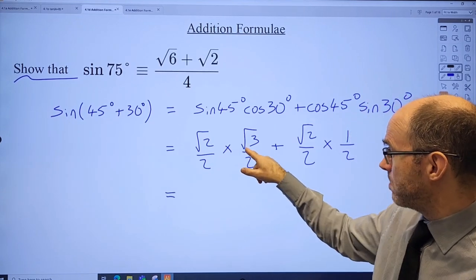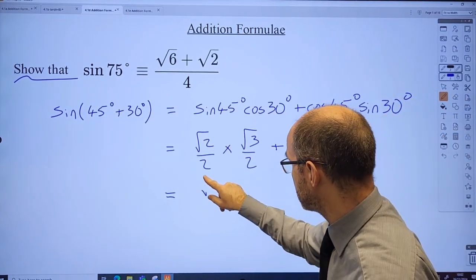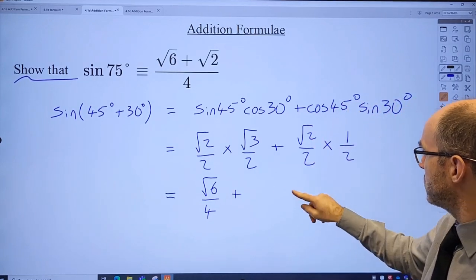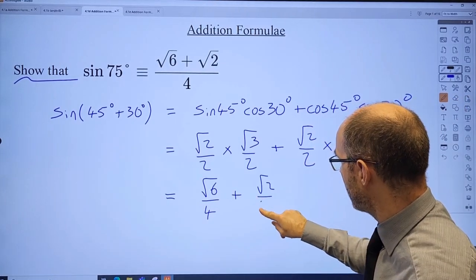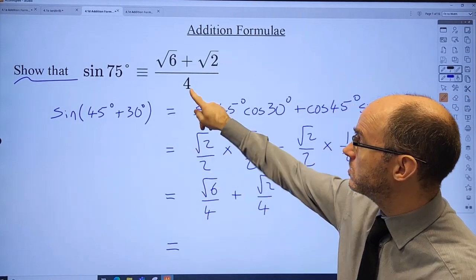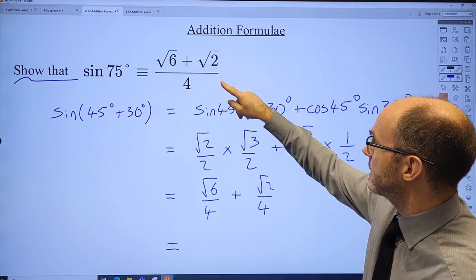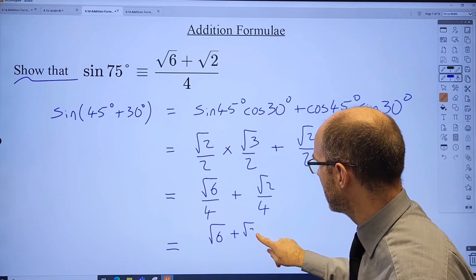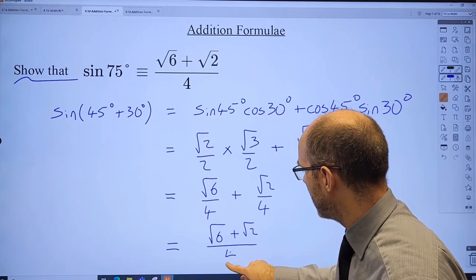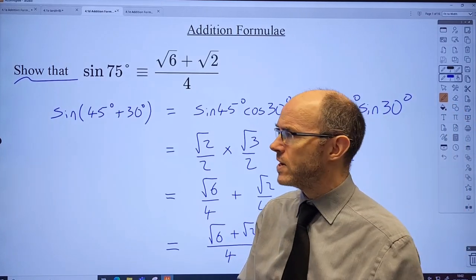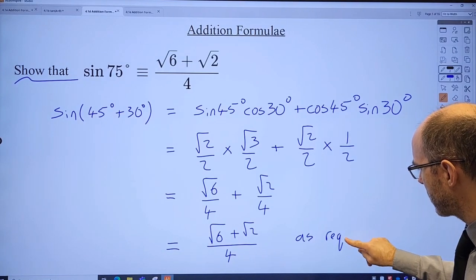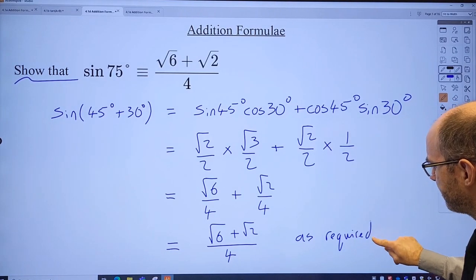And then you just simplify it, so root 2 times root 3 is root 6, and that's going to be over 4, and then this is going to be root 2 over 4, and just bear in mind what we're trying to do, we're trying to get that, so let's write it in the same form, root 6 plus root 2 all over 4. I didn't go for a left hand side, right hand side, so I'm just going to put as required, because that's the question we were asked to do.